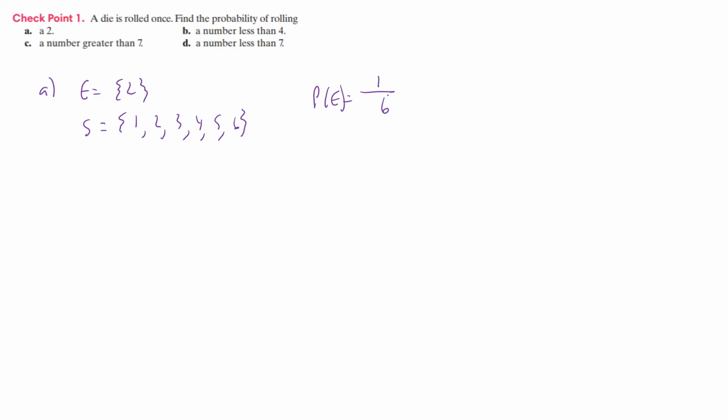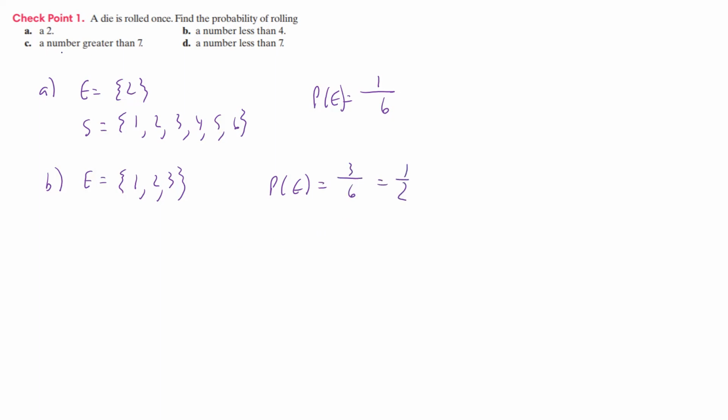We usually leave it as a fraction if we get a fraction, because that's the actual exact number. If we make it a decimal, it's not going to be as exact, so it's better to leave it as a fraction. B, a number less than 4. Here we're going to have a 1, a 2, or a 3, and our sample space is the same, 6. So the probability of E is 3/6, which is 1/2.